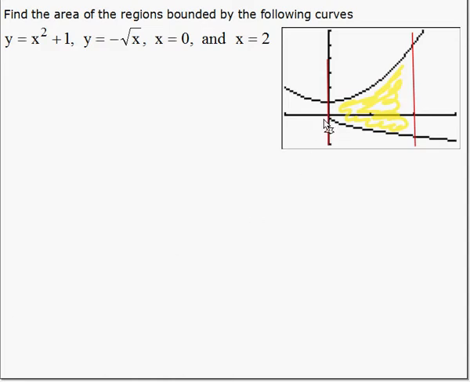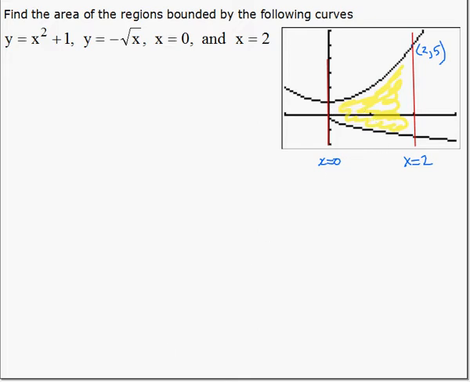So this point is x equals 0 along the line. Notice that the curve touches at two different places here, so the y values are actually different. The x value here is x equals 2. We can evaluate all these points. Here we just plug in 2 into the equation, so this would be 2 comma 5. This would be 2 comma negative root 2, 0 comma 0, and 0 comma 1.